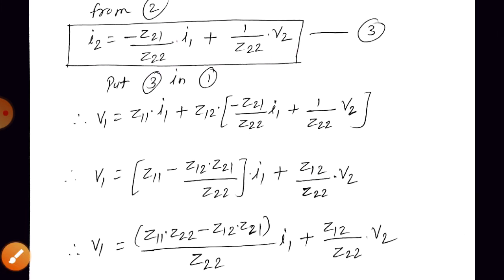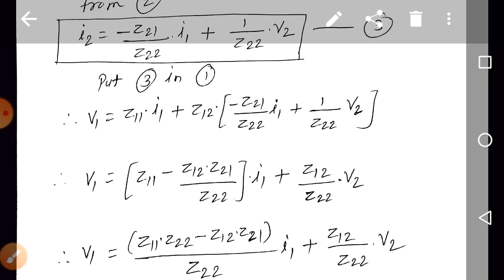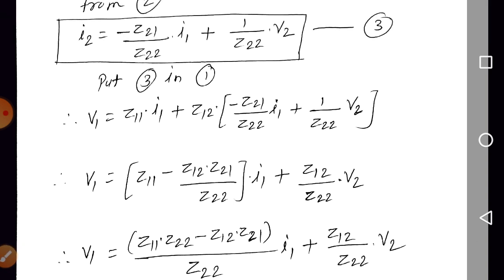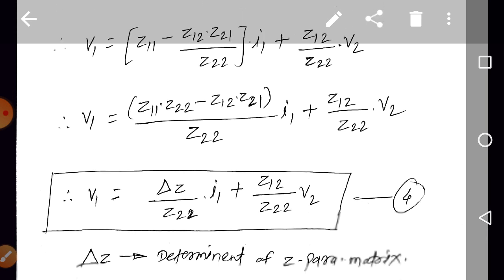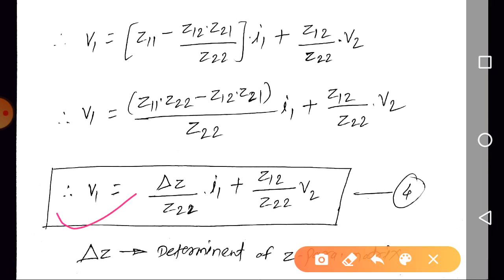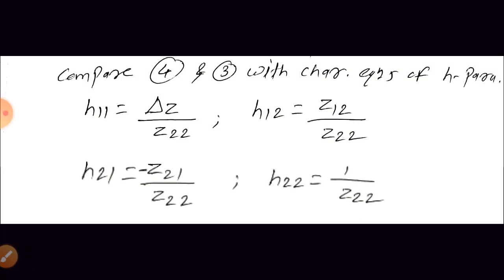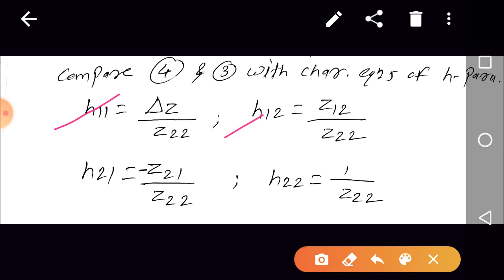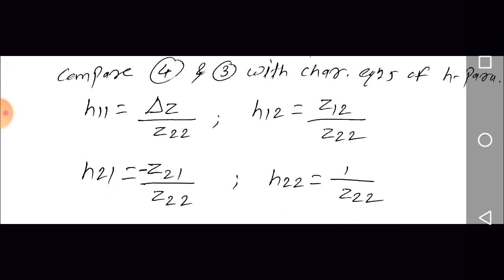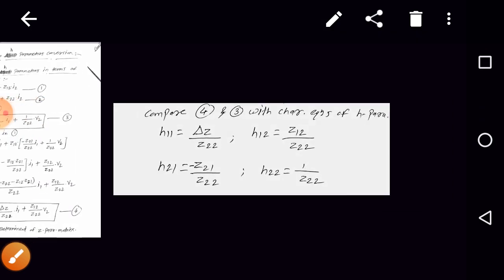After rearranging the terms and solving some steps, we will be getting V1 is equal to delta Z upon Z22 into I1 plus Z12 upon Z22 into V2, where delta Z is the determinant of the Z parameter matrix. So H11 is delta Z by Z22, H12 is Z12 by Z22. Are you getting the point? This is the simple conversion of Z parameter to H parameter: H11, H12, H21 and H22.